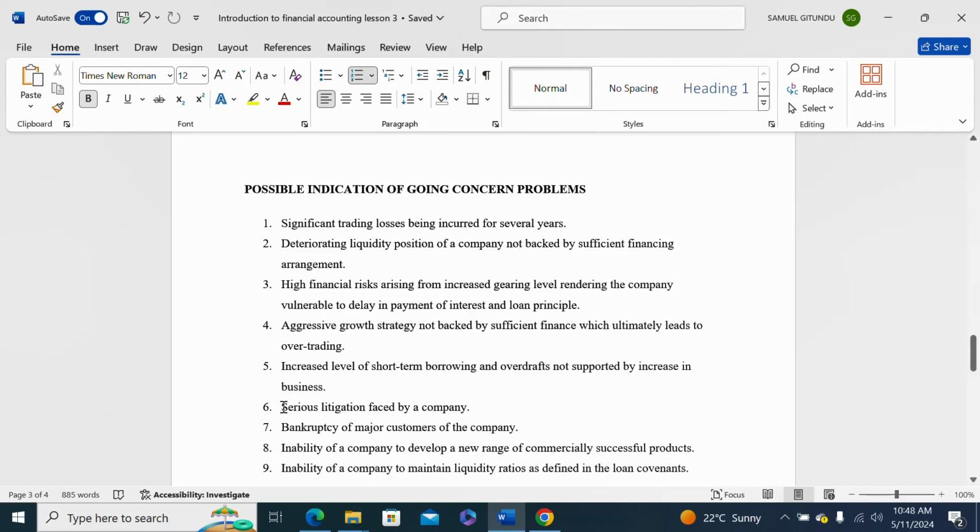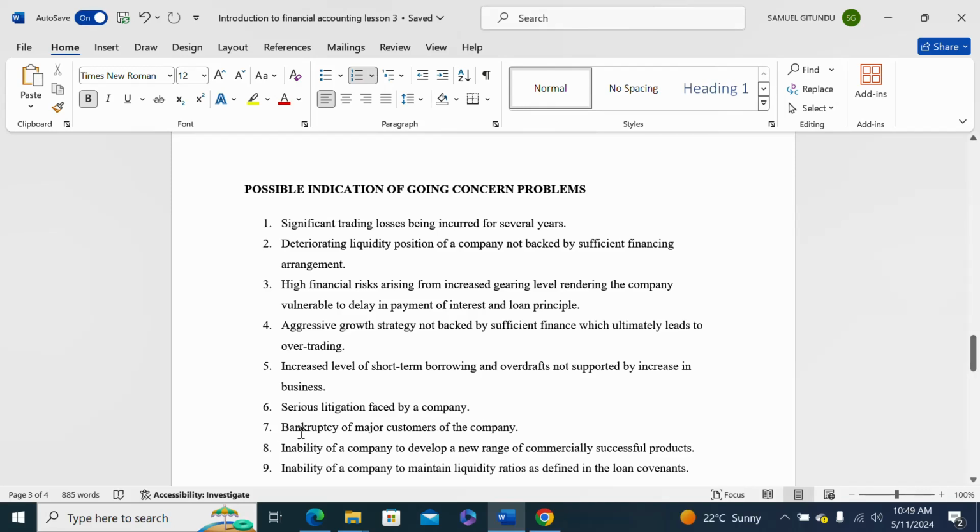Then the other indication is serious litigation faced by a company. If there's a case in the court against the company, with complaints against it, and that case is very serious, it can lead to the failure of the company, because you find that many cases have led to the failure of companies. If the company loses the case, it will automatically face failure, if the case is very serious.